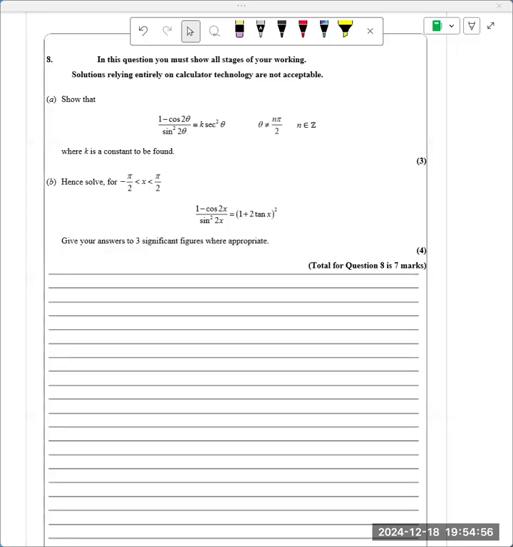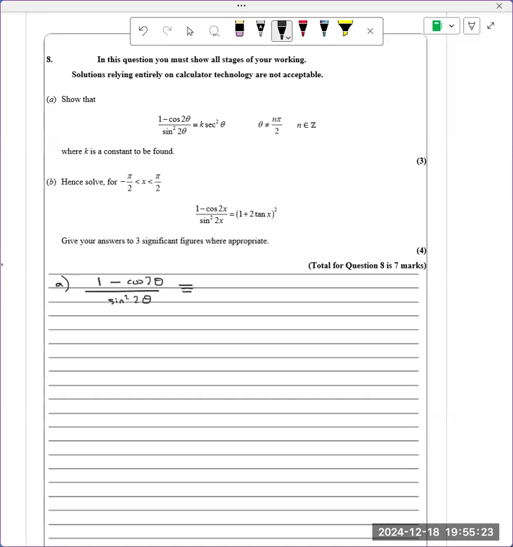Right, question 8. Prove this trig identity, and then we've got to solve an equation. Let's write it out first. So 1 minus cos 2 theta over sine squared 2 theta, and we've got to prove that that is some number times sec squared theta.